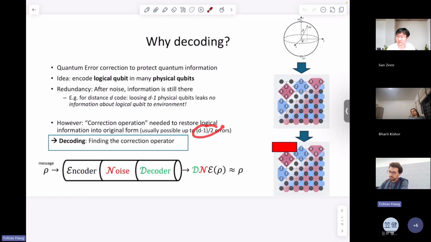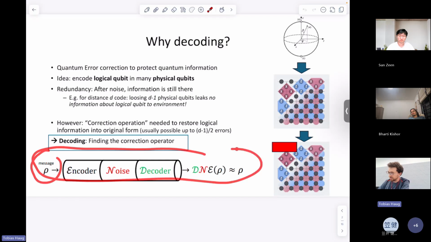This step, after being affected by noise, of returning the code into its original form and applying a correction operator that fixes the logical information and puts it in the correct form, is called decoding. So these are basically the essential steps. Let's see how it works. This is shown in this neat diagram here.